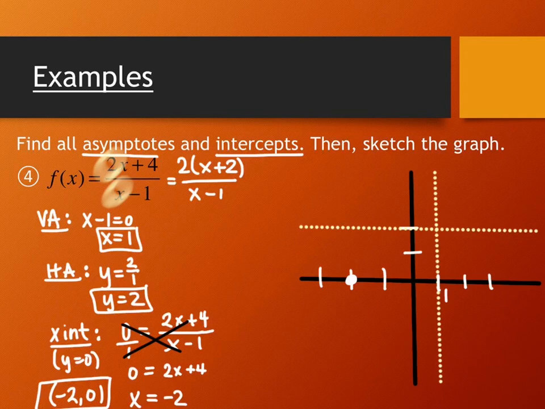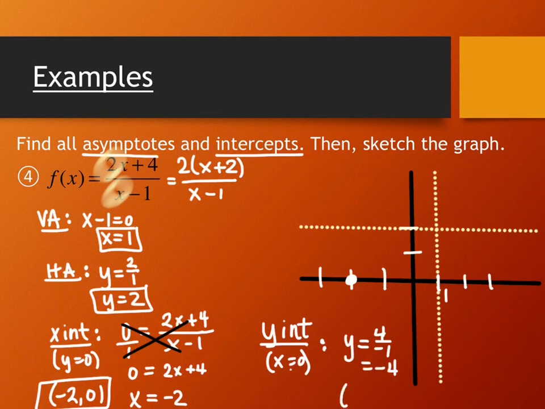Now, y-intercepts are found similarly. If the x-intercept is when y equals 0, the y-intercept is when x equals 0. So if I plug x equals 0 into this equation, what would I get? I'd get a 4 on top and a -1 on bottom. So this intercept has a y value of -4. Whoops, I left off a negative. So x is 0, y is -4. That's the ordered pair that I'd need. And I can plot that.